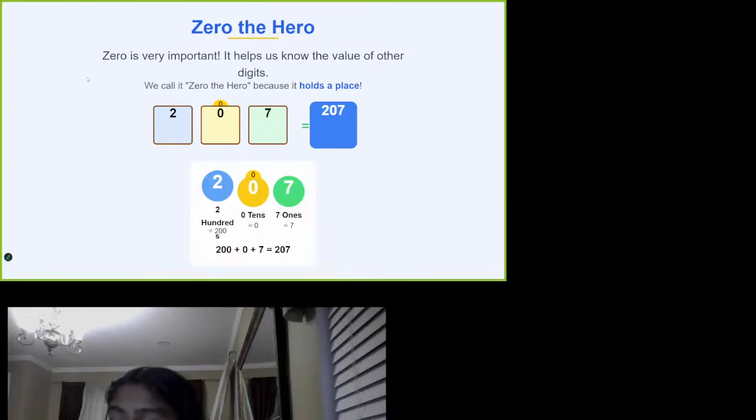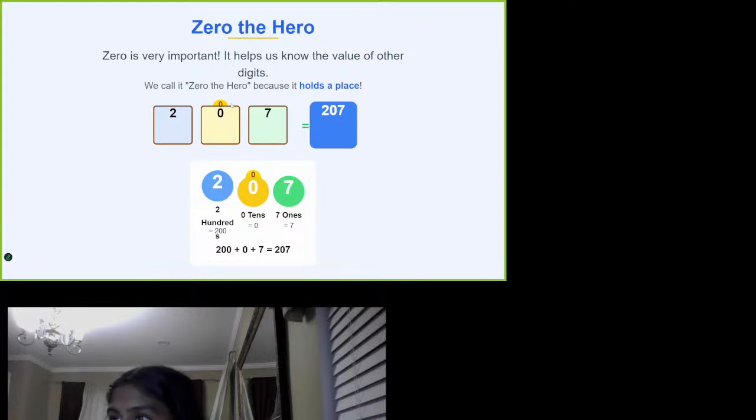Zeros are a very important factor in numbers, and they can help us know the value of the other digits. We call 0 the hero because it holds a place in the value. So for example, you have 207. The digit 0 is placed in between these two digits, but even though it doesn't have a value, it doesn't make a change to the number, it makes a change to the position of the digits in the number.